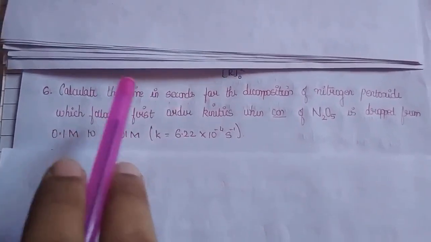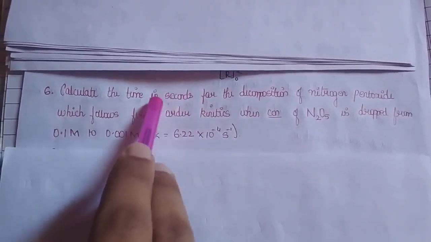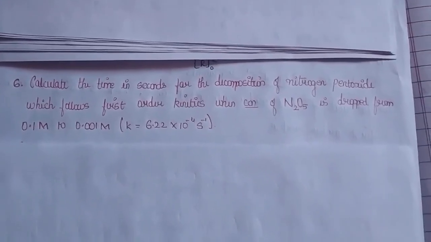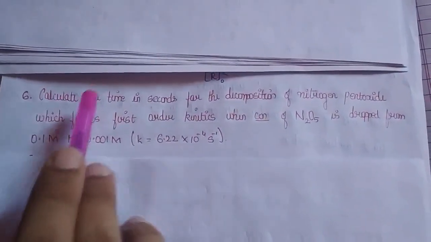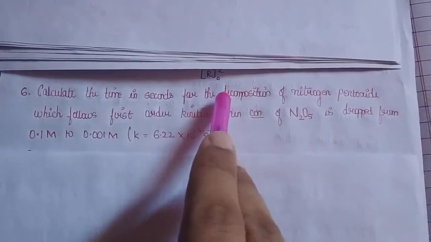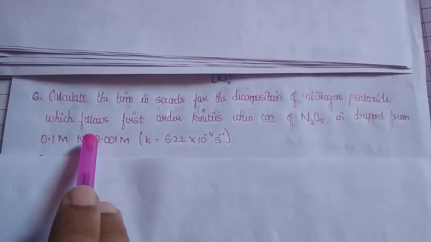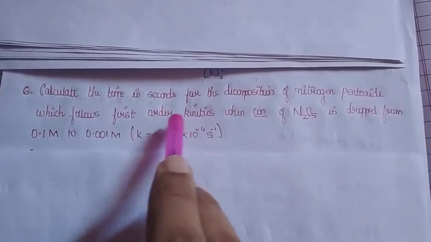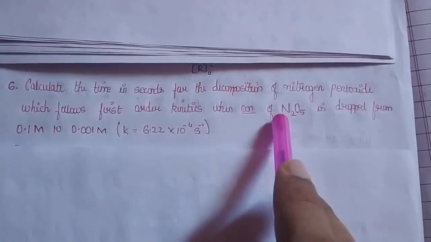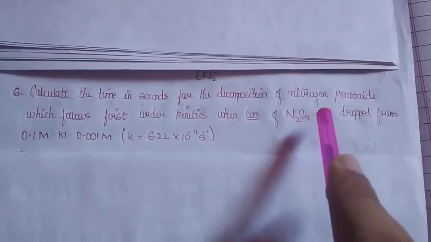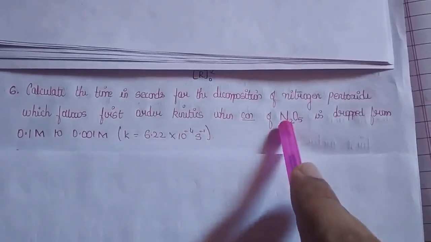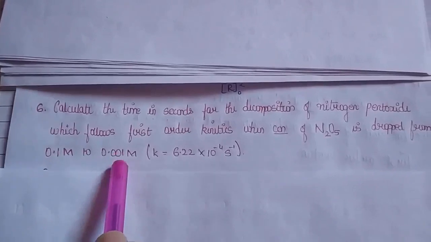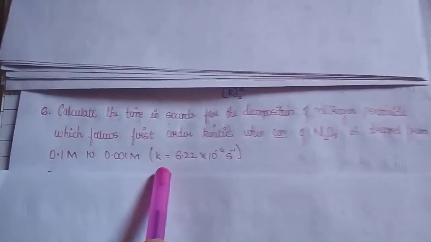Please mention, when you are reading the problem, just see whatever units they have given you, because our final answer should be in the same unit they have given in the question. Okay, so calculate the time in seconds for the decomposition of nitrogen peroxide, which follows first order kinetics, when the concentration of N2O5 is dropped from 0.1 molar to 0.001 molar. And they have also given you the rate constant.